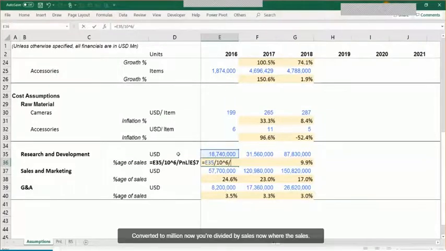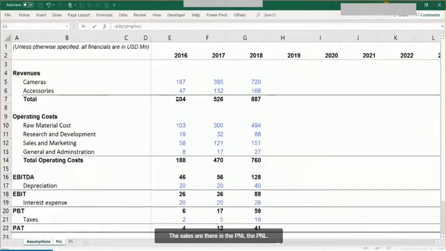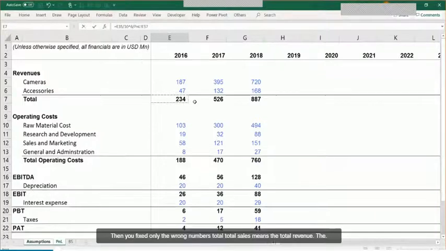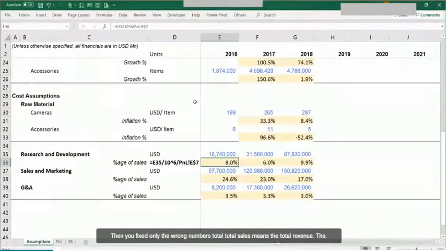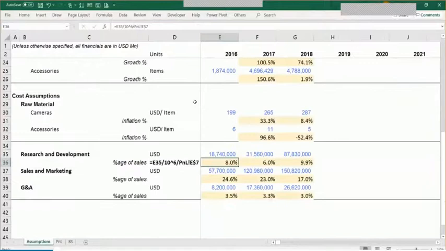Now you divide it by sales. Now where is sales? The sales is there in the P&L. In the P&L, I've got the sales in row number 7. So it is the P&L, E7, and then you fix only the row number 7. Sales means total revenue. Sales means the total revenue which is there in the P&L. Revenue and sales are synonymous.